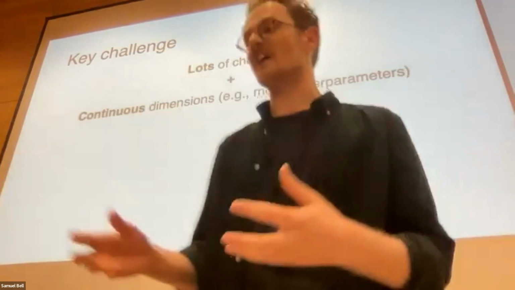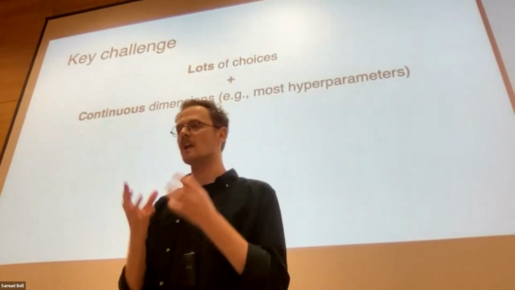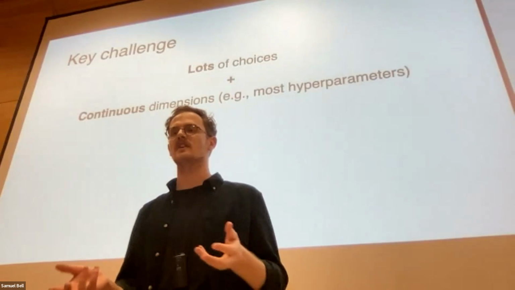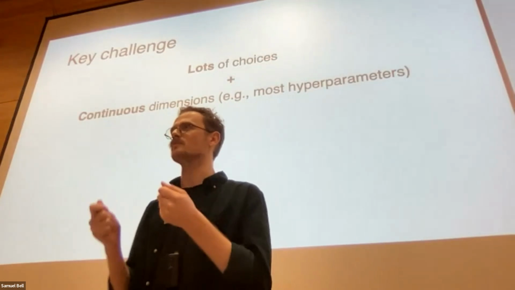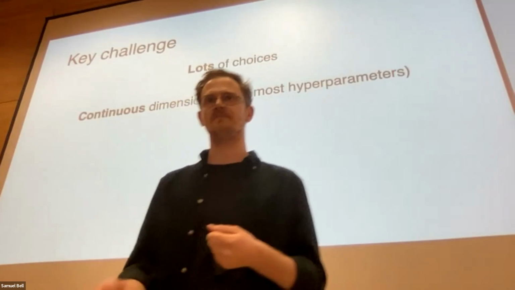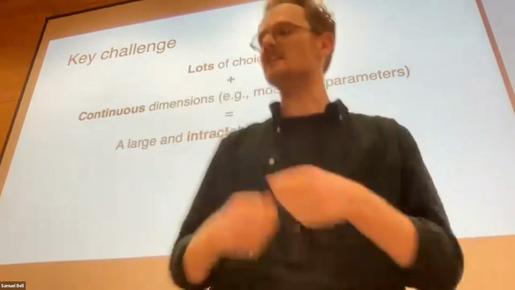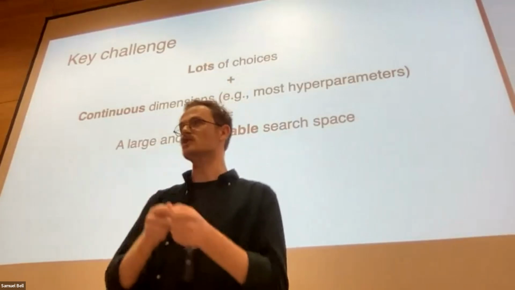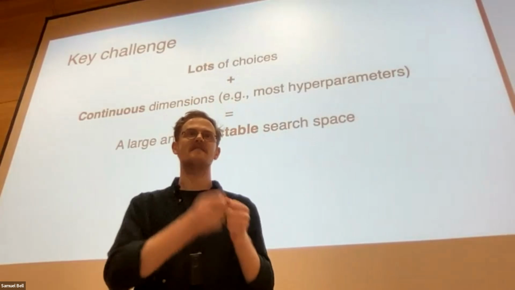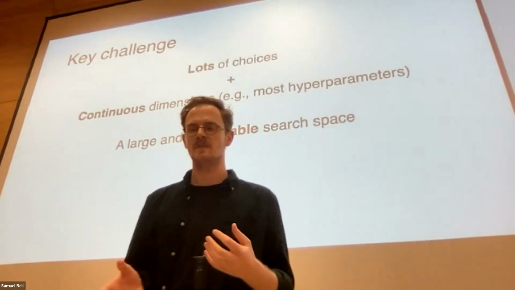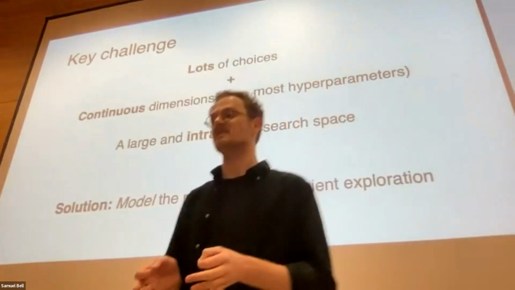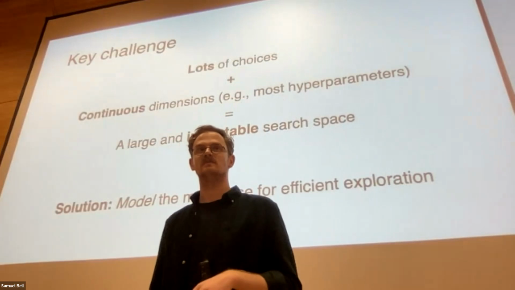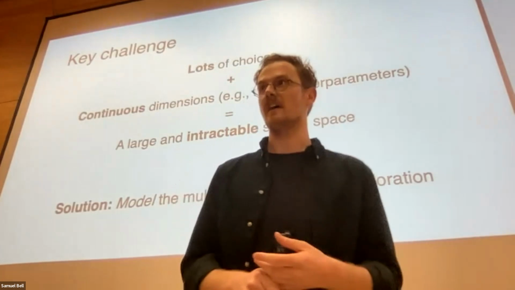And the second challenge is that a lot of those dimensions that we can include in the search space are continuous. Like you can think about most hyperparameters. So it's not possible to just exhaustively enumerate them, or at least it's very, very expensive to exhaustively enumerate them and to systematically test the effect of every single decision. So hopefully you can see where I'm going with this, which is that we could model the multiverse for efficient exploration. And that's the purpose of what we're going to talk about today.